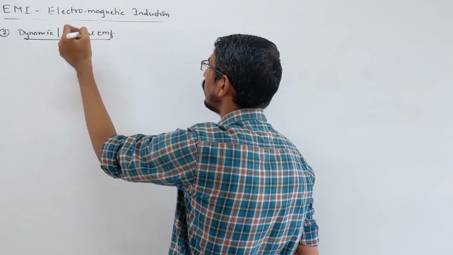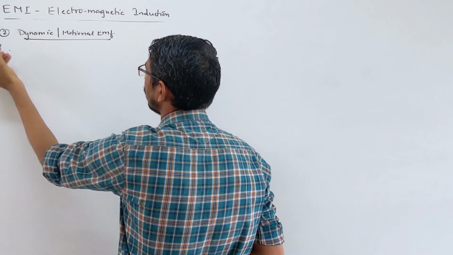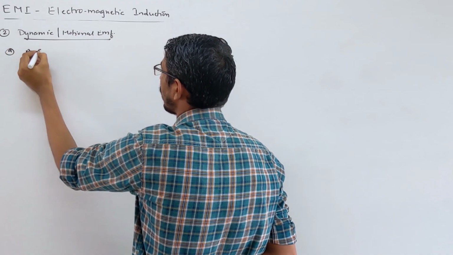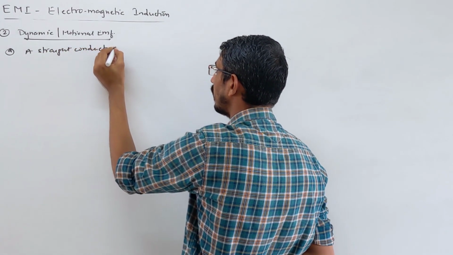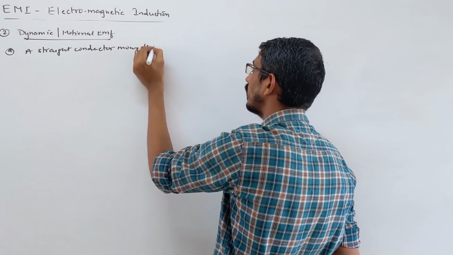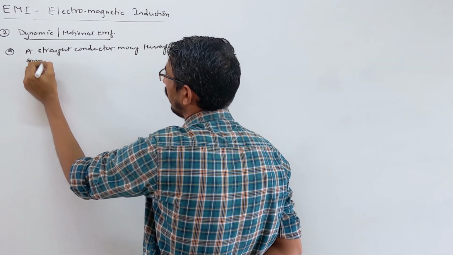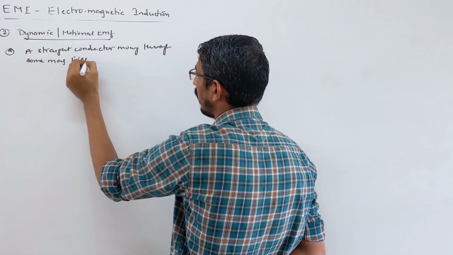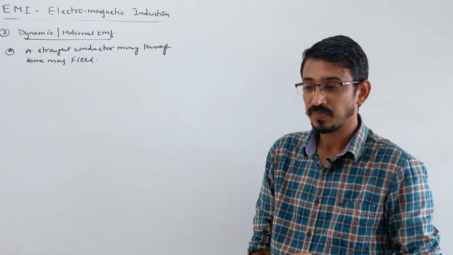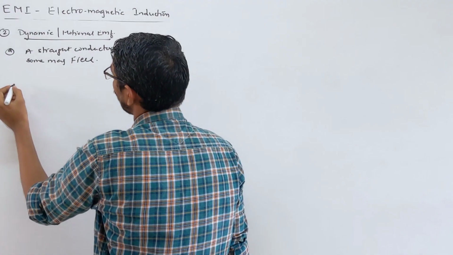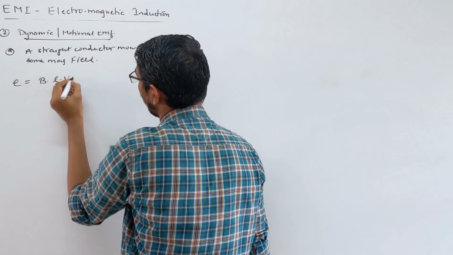Look here. Suppose you have a straight conductor moving through some magnetic field. You have a conductor, a wire, anything, moving through a magnetic field. Then the EMF induced is given by this small formula, BLV.